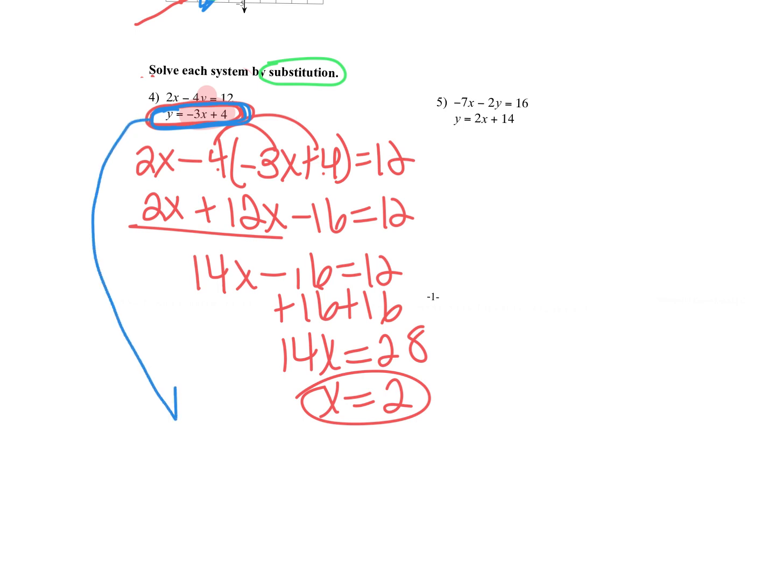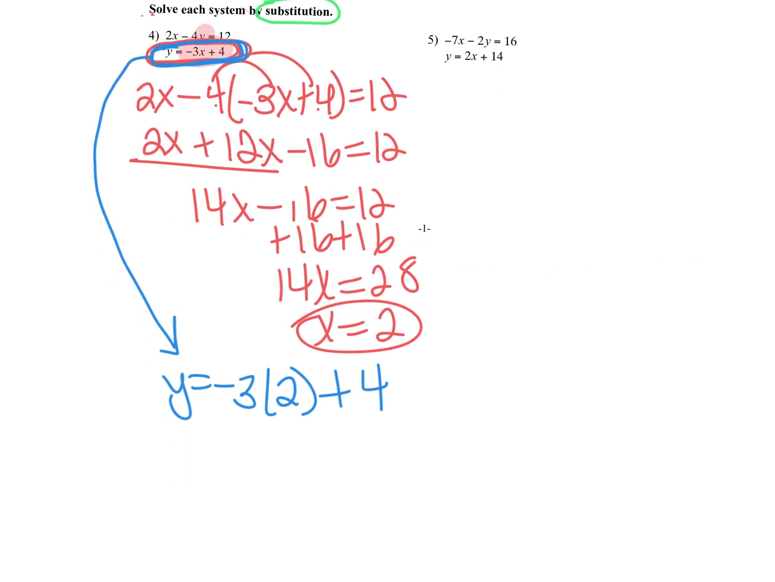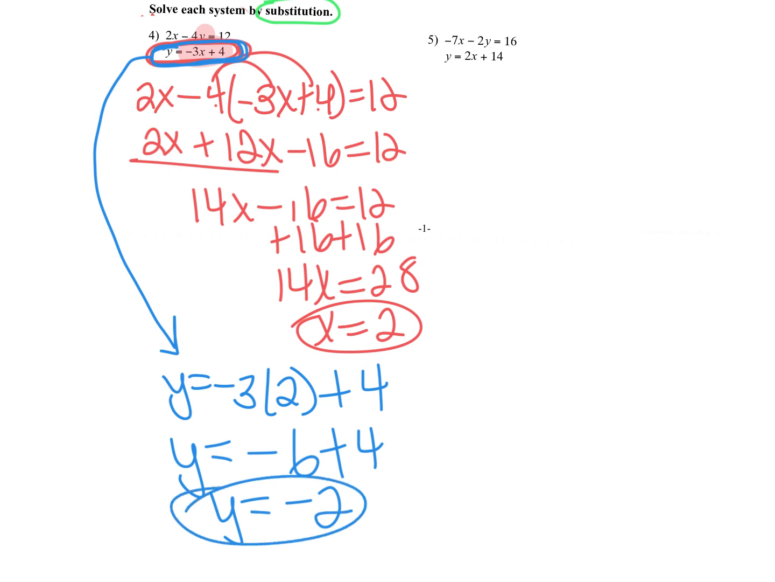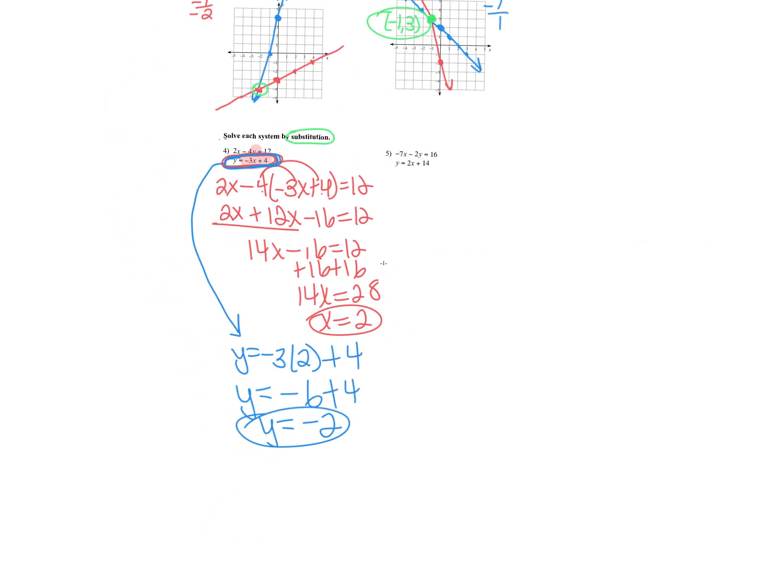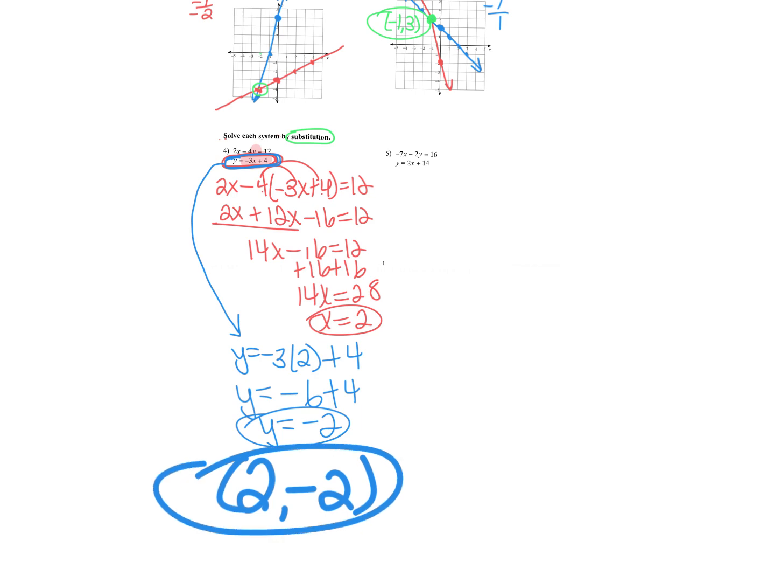So I'm going to use this equation, and I'm going to say y equals negative 3, instead of x, I know that's 2, so I'm going to say 2 plus 4. So I'm going to say y equals negative 6. Negative 3 times 2 is negative 6 plus 4, so y equals negative 2. Which means my solution, I'm way down here on my page, but my solution is my x is 2, my y is negative 2. So I still have an ordered pair for a solution.